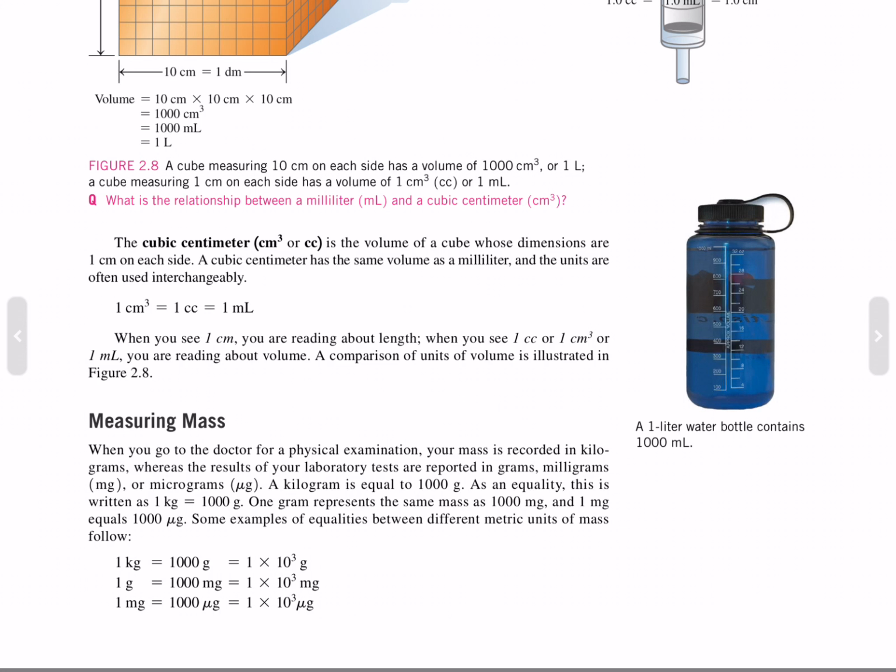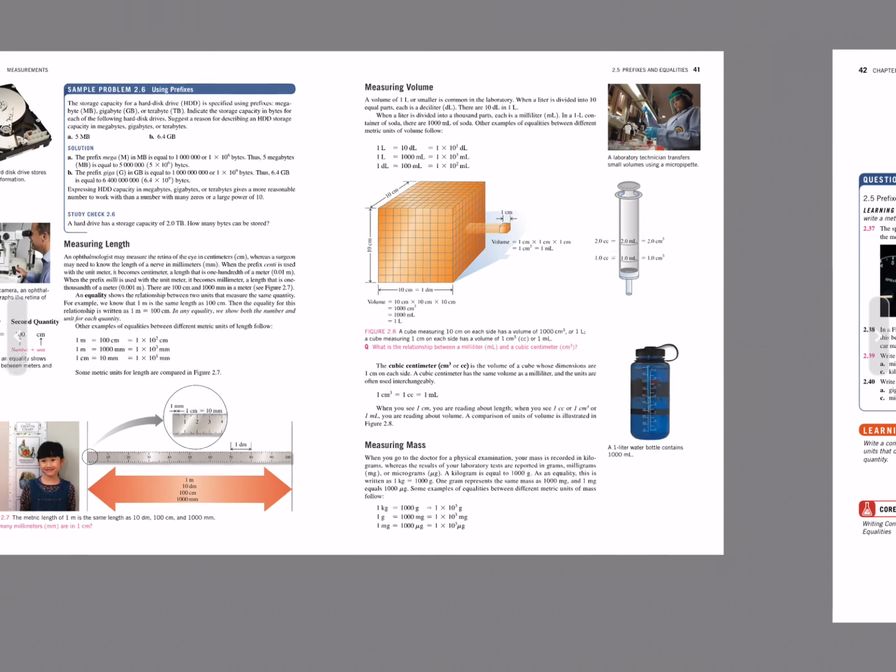Measuring mass. When you go to the doctor for a physical examination, your mass is recorded in kilograms, whereas the results of your laboratory tests are reported in grams, milligrams, or micrograms. A kilogram is equal to 1,000 grams. As an equality, this is written 1 kilogram equals 1,000 grams. 1 gram represents the same mass as 1,000 milligrams, and 1 milligram equals 1,000 micrograms. Some examples of equalities between different metric units of mass follow. 1 kilogram is 1,000 grams. 1 gram is 1,000 milligrams. 1 milligram is 1,000 micrograms.